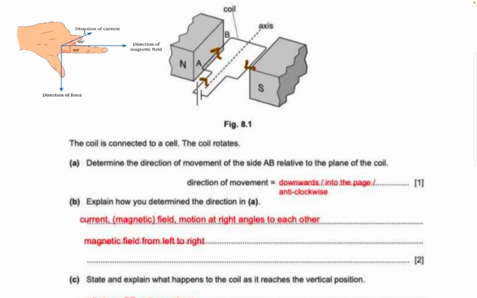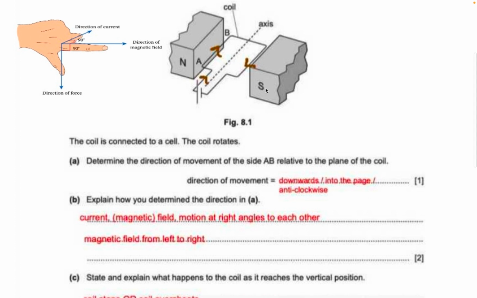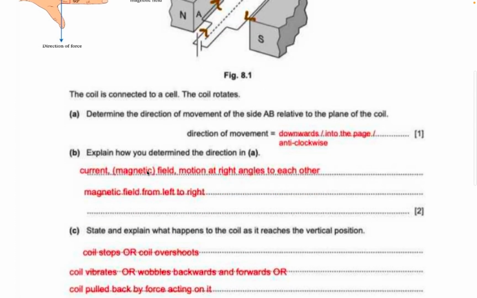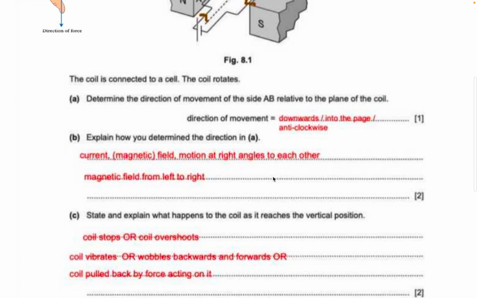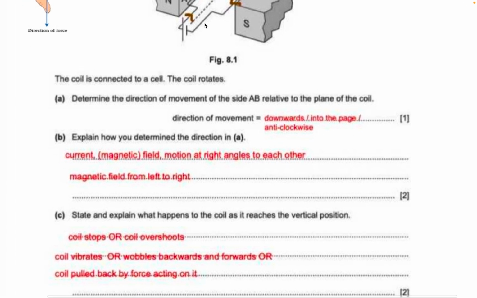Actually here we have the direction of the current, the direction of the magnetic field, and the direction of the force. Each one is perpendicular to the others: the direction of the current is perpendicular to the direction of the magnetic field, and the direction of the magnetic field is perpendicular to the direction of the force. And the magnetic field is from N to S. Here we have 2 marks. So the current, magnetic field, and motion are at right angles to each other. Magnetic field from left to right.